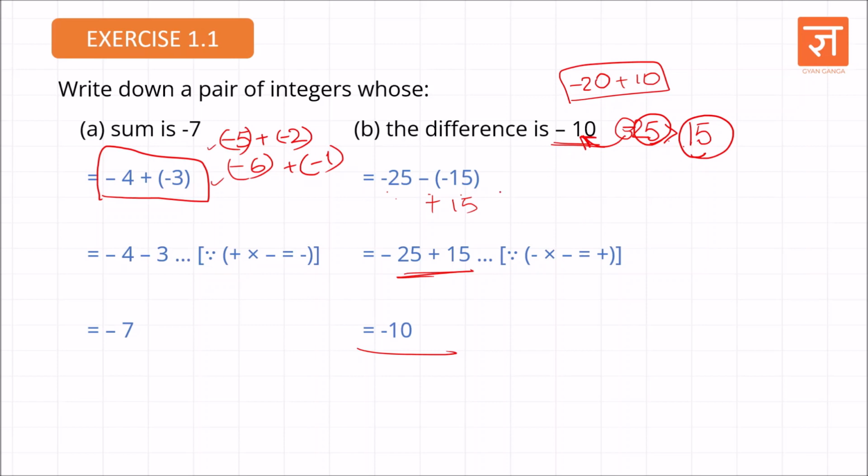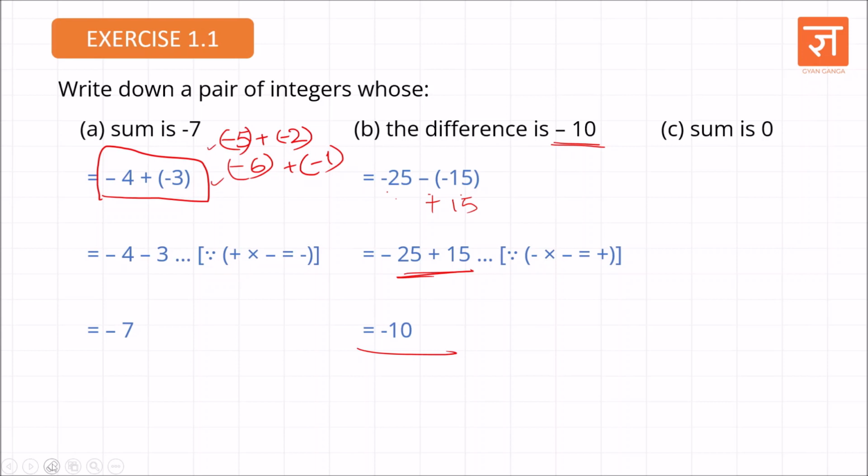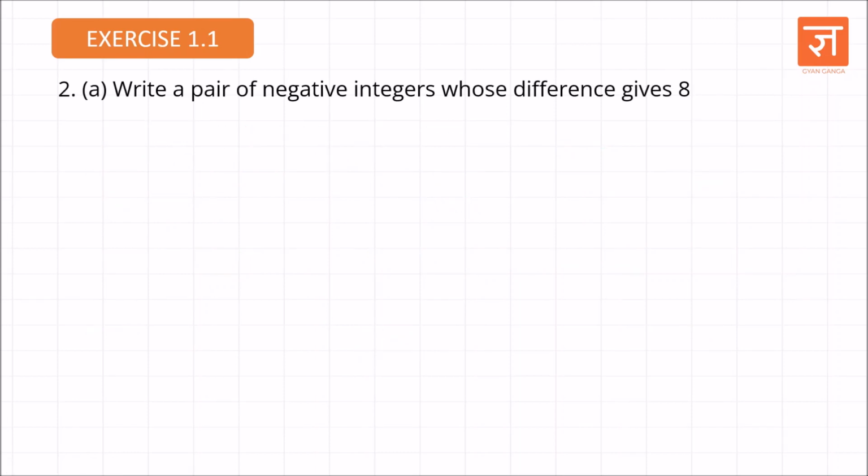I will just quickly erase this. Sum is 0. We know how to get two integers whose sum is 0. Any additive inverse: you can just put any additive inverse as a pair and you will get the result as 0. Clear? So now write a pair of negative numbers. Particularly see here, negative integers. A pair of negative integers whose difference gives 8. This is the trick.